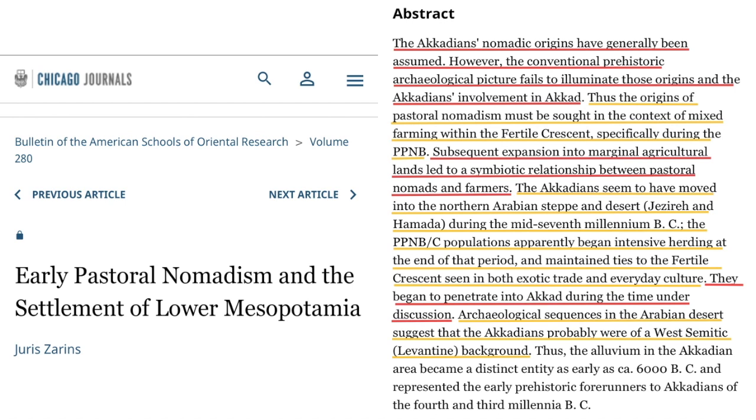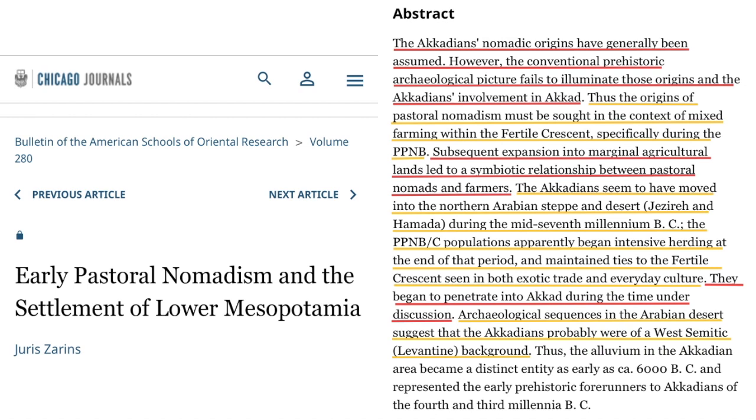And understanding the Pre-Pottery Neolithic B culture is very important because it is basically the predecessors to Semites. So continuing, it says, "Subsequent expansion into marginal agricultural lands led to a symbiotic relationship between pastoral and nomadic farmers." And pastoralism and farming is a very important element when it comes to Semitic culture, especially early Semitic culture, and I'll deal with that a bit later.